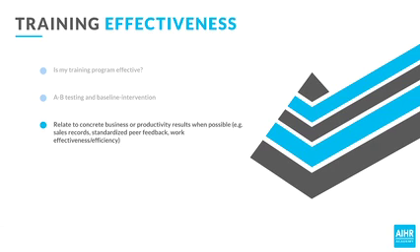Training effectiveness should be related to concrete business or productivity results. For example, sales records, a standardized peer feedback system, work effectiveness or efficiency standards or measures. Those kinds of data you want to have as an outcome variable in your analysis to see how effective your training really is. In this case, the business outcome is usually related to productivity and cost.